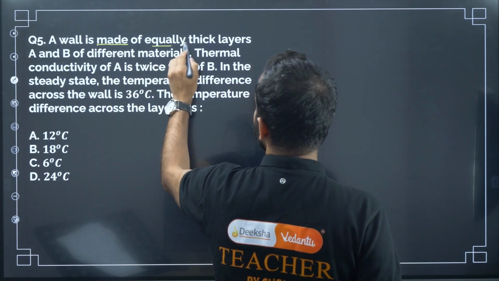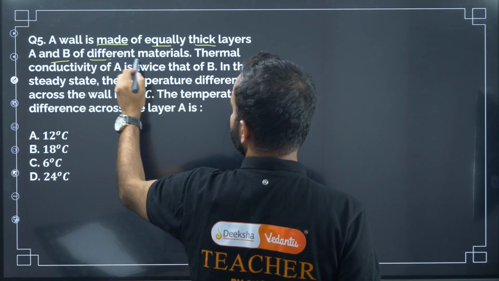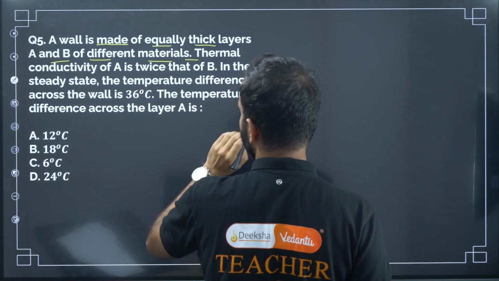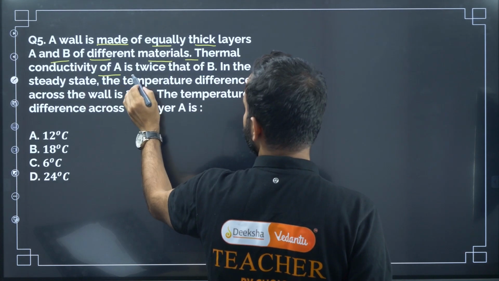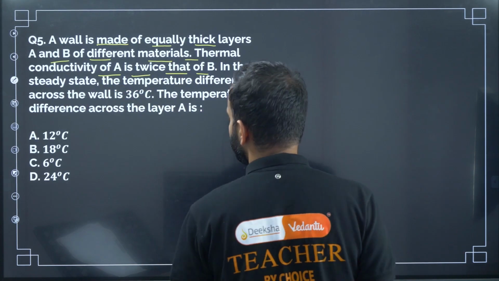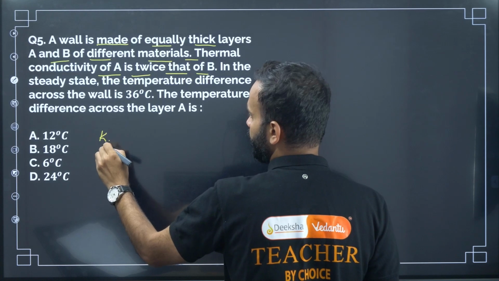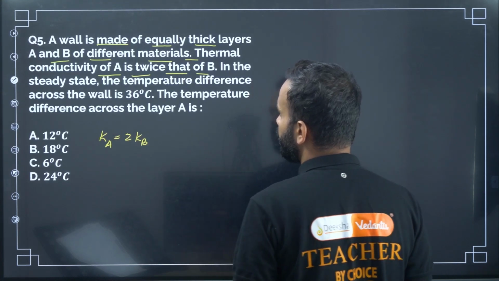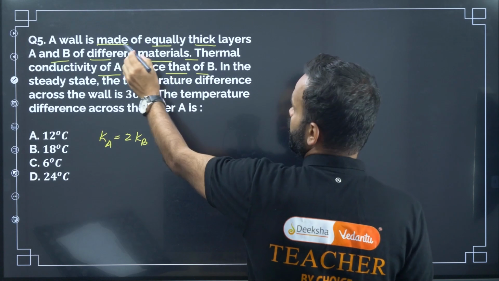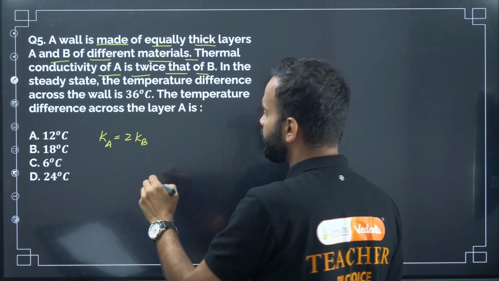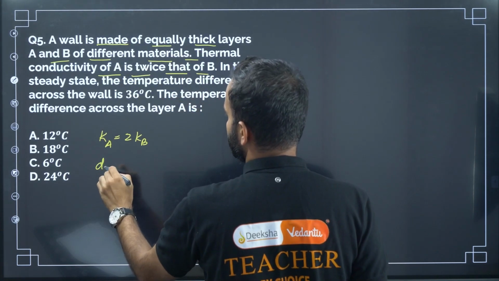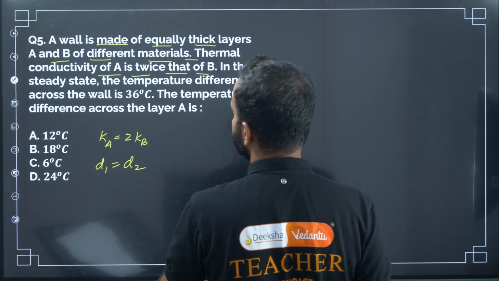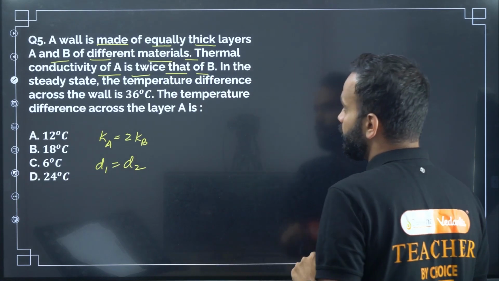A wall is made of equally thick layers A and B of different materials. The thermal conductivity of A is twice that of B, right? Here the thickness of the two layers is the same, so D1 is equal to D2, thickness, right?